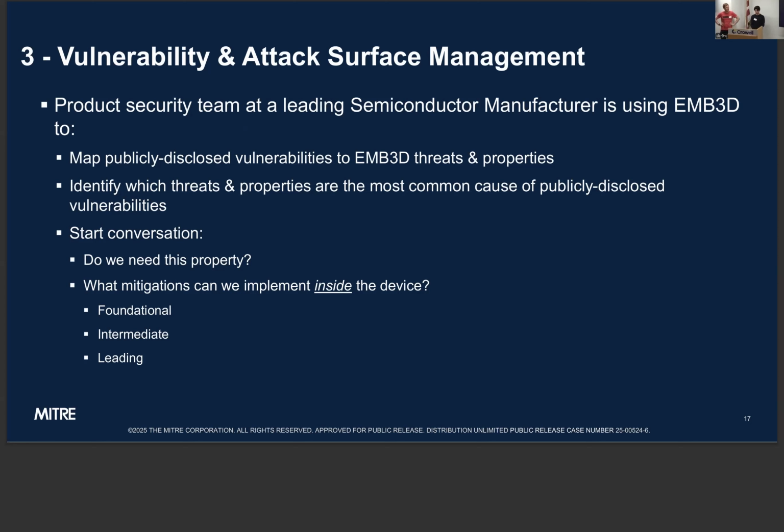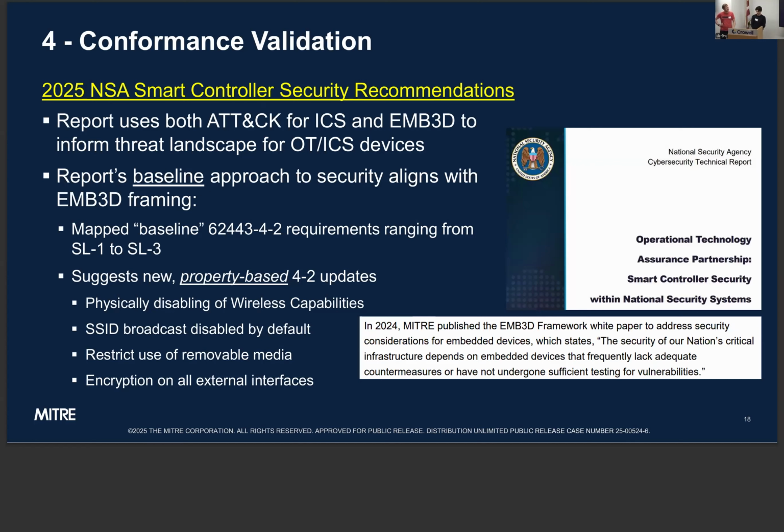Then you can start the conversation. Do you need this property, which we'll get to later in this talk? Do you need that Wi-Fi or Bluetooth connectivity? But also, what mitigations can we build into the device? So we're hoping to see more of embed being used to inform management decisions about building security into devices, which is probably pretty hard to do. I think this is a really cool set of recommendations that come out.